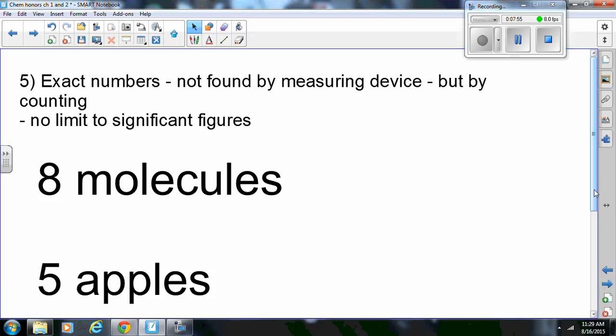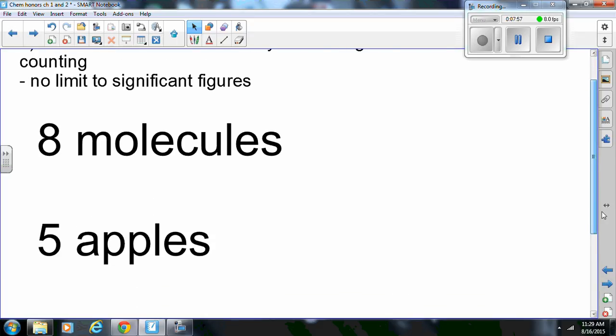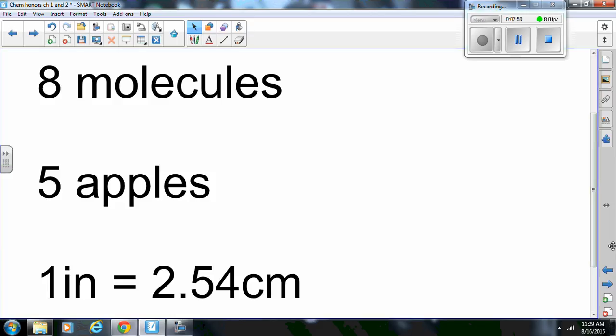Exact numbers means that you didn't use any measuring device to get these numbers, so the rules of significant figures do not apply. So 8 molecules, 5 apples, telling me that 1 inch is equal to 2.54 centimeters. That's just a comparison. None of these were measurements, so the rules do not apply.